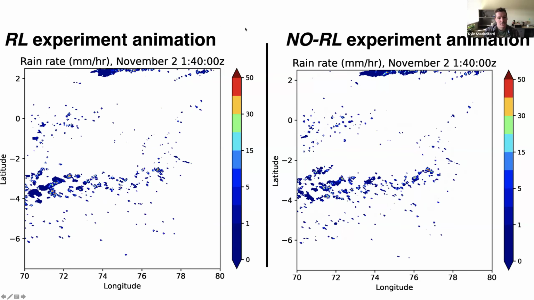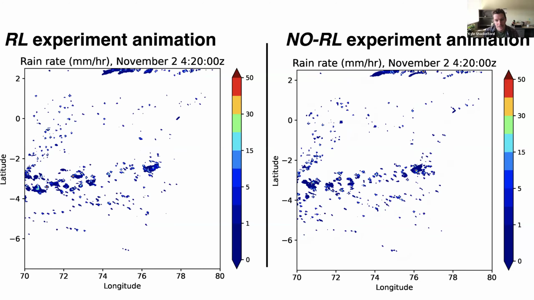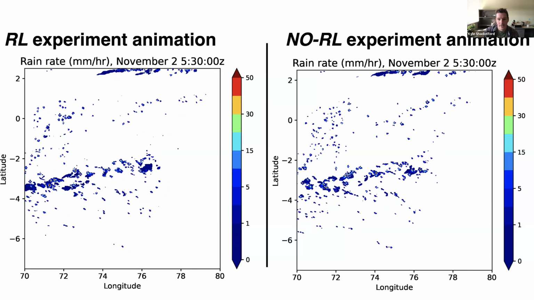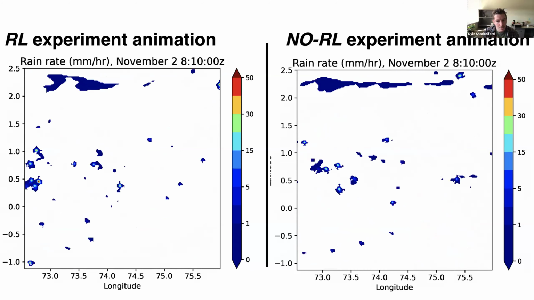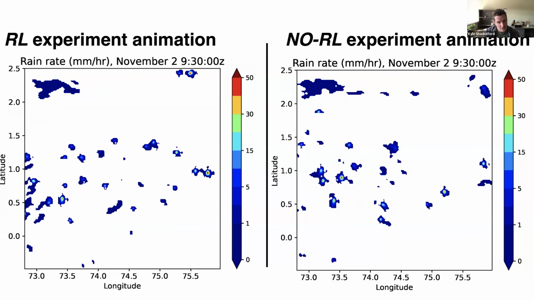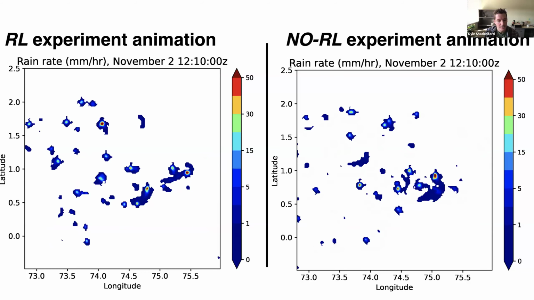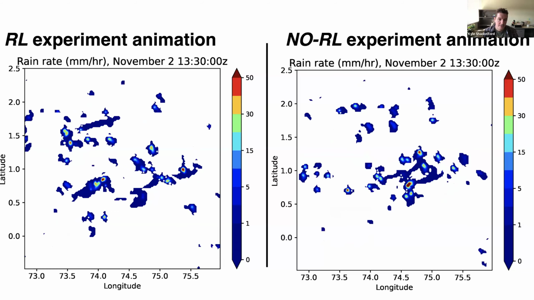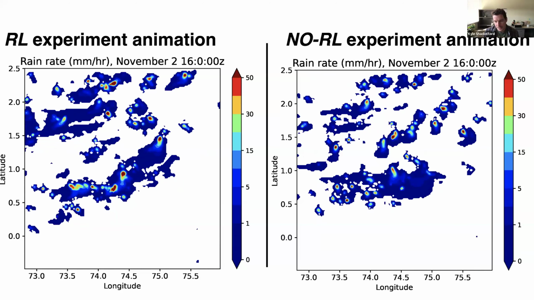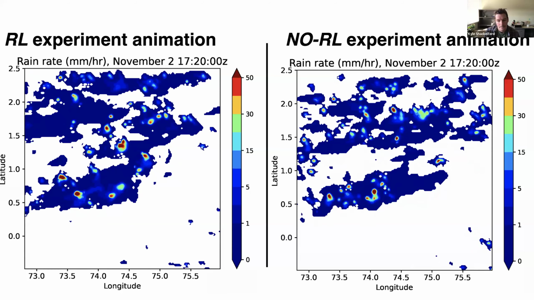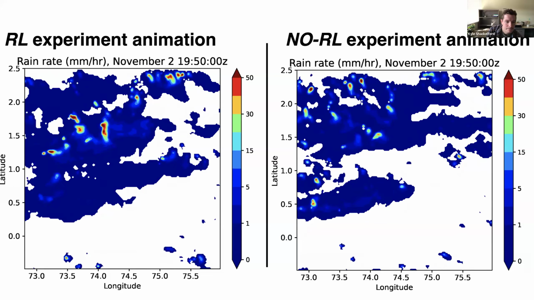Before getting into the results, these figures are showing animations of rain rate early on in the simulation, with the rain layer simulation on the left and the no rain layer simulation on the right. You can see from the large scale, they look pretty similar, but if we zoom in, you can start to see some small-scale differences in the organization and the intensity of atmospheric convection. This is for the second day of our simulation. As the simulation goes on, some of these differences become more apparent, and even quite stark at times.